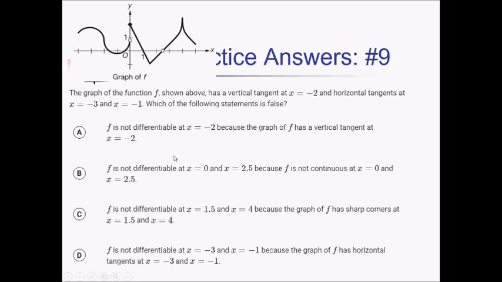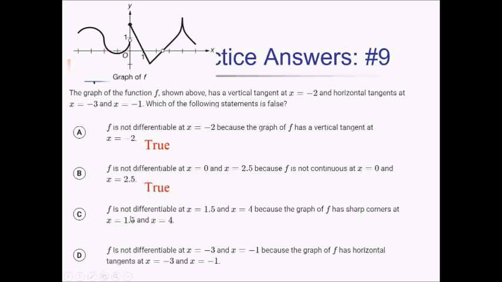But also, that is a reason for non-differentiability. You have an infinite slope. So that's a true statement, and it's not the answer choice, therefore, that we wanted. Choice B, f is not differentiable at 0 and 2.5 because f is not continuous. Non-continuity is another way to have non-differentiability, so this is also true.